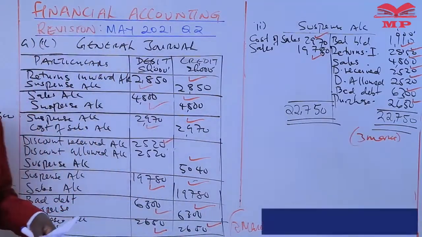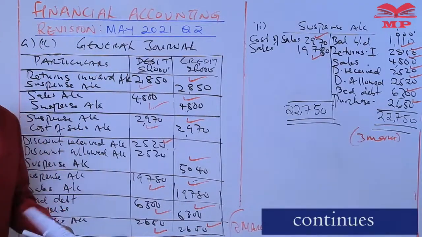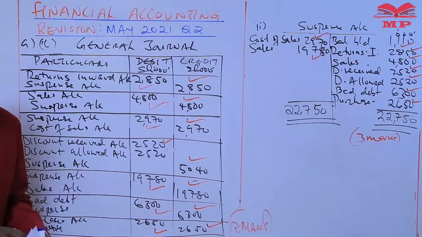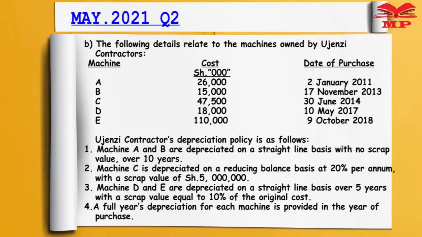So we answered part A. Then part B, I read, the following details relates to the machines owned by Ujenzi contractors. Machine A, machine B, machine C, machine D, machine E. We are given the cost of each machine and the date of purchase of each machine. Ujenzi contractors' depreciation policy is as follows.